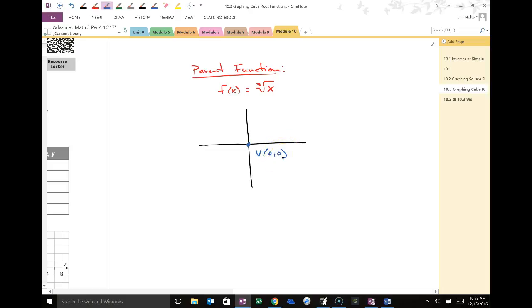What's the slope of this John Travolta? 1. So we can still go up 1 over 1, and we can go down 1 over 1.